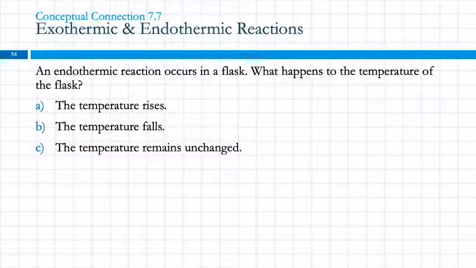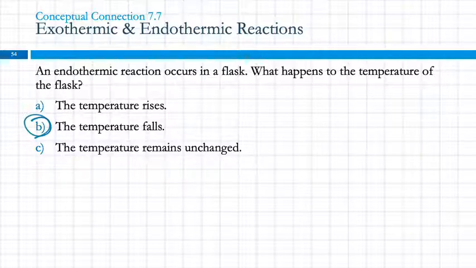An endothermic reaction occurs in a flask. What happens to the temperature of the flask? So the reaction's endothermic, so what's the reaction doing? It's sucking in energy, right? The flask isn't part of the reaction, but the flask is near the reaction because this is happening in the flask. So the reaction is sucking in energy. That means the flask is losing energy, right? So does the temperature of the flask rise, fall, or remain unchanged? It will fall. That makes sense?